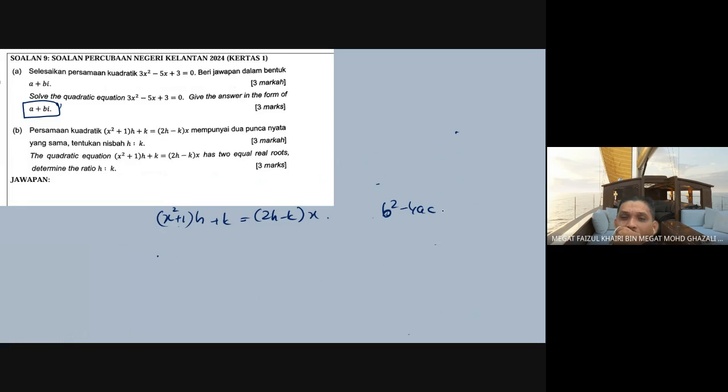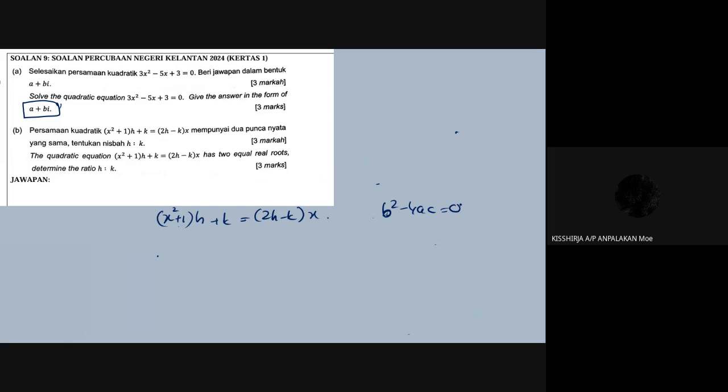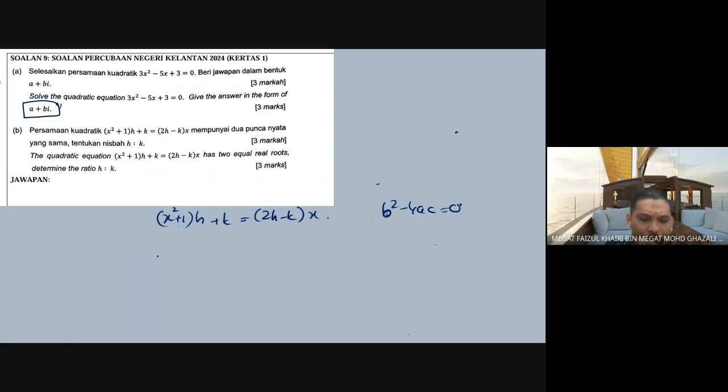Yeah, two equal roots, so the discriminant equals 0. Good. So then, determine h and k. You have to expand first. Do we need to expand it first? Yes, you have to change them to the other direction.